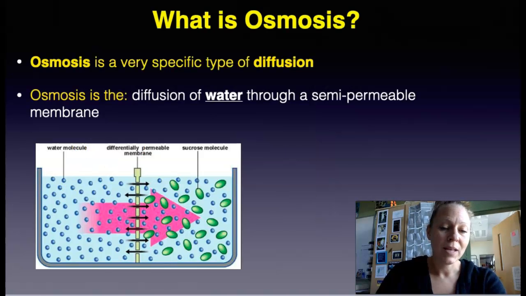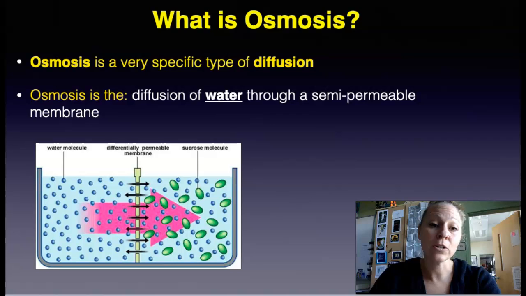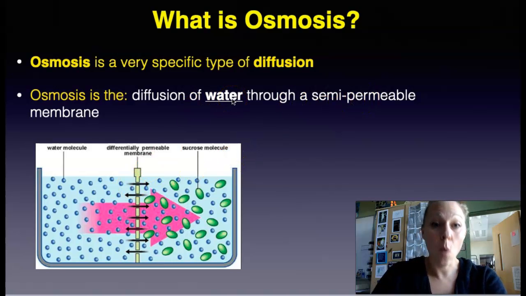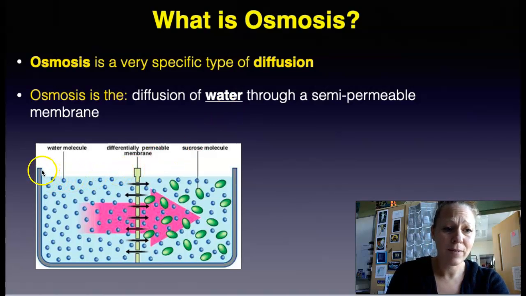And so now let's talk about osmosis, which is a very specific type of diffusion. It is specifically and only the diffusion of water through a semi-permeable membrane. So it is the diffusion of water through a semi-permeable membrane. And so we can see here we have a tank with some water in it, and these little blue things are going to represent water molecules. And now we are going to introduce something else into the system, but the water molecules are going to be diffusing across this, right here, this semi-permeable membrane.